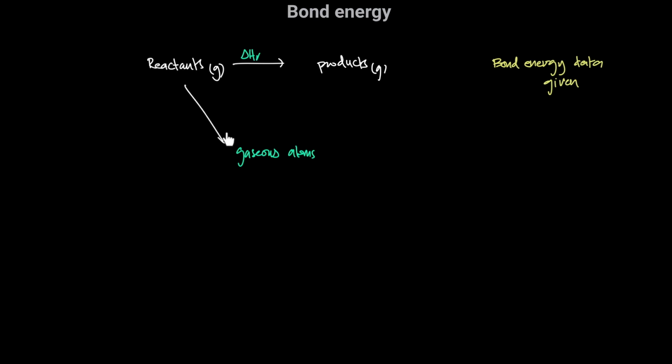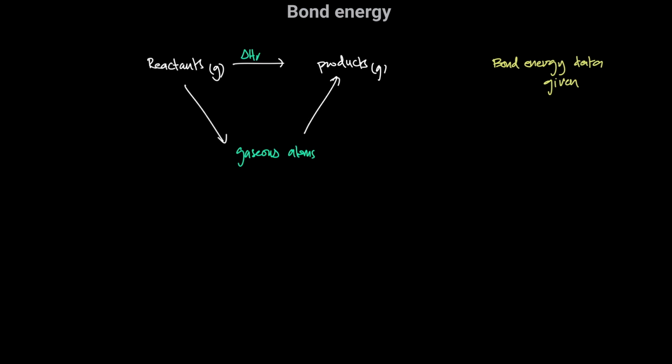So we break all the bonds in the reactants, and then new bonds form, and we end up making the products. So a reaction can be thought of as taking place in 2 stages. The bonds in the reactants break, making gaseous atoms, and then all those atoms recombine to form new products.